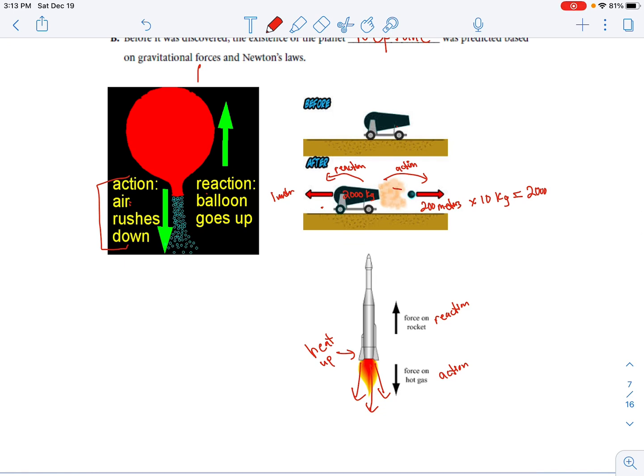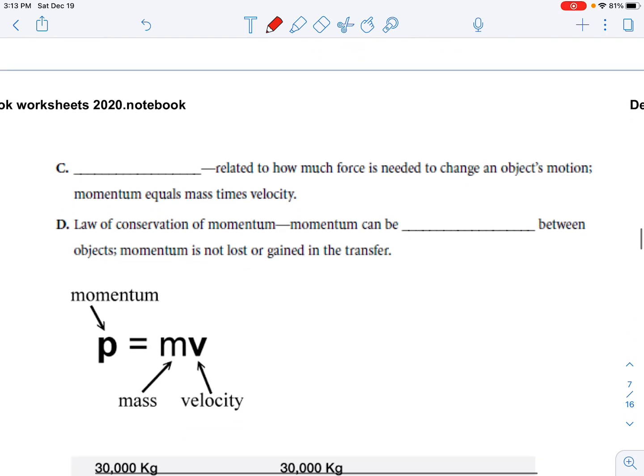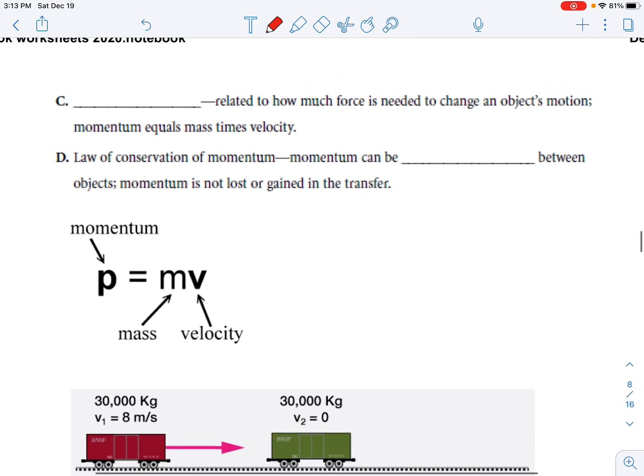Now we're almost done, guys. I just have one more little tiny thing to show you here: 2 more blanks and 1 more picture. The last thing this book talks about is a word called momentum. Okay, momentum.